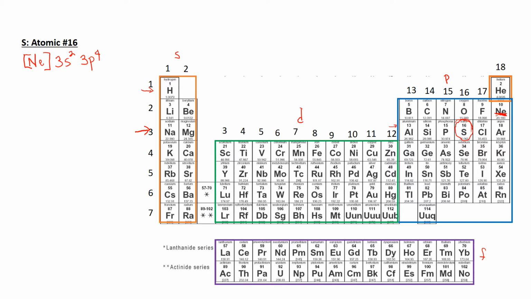All right, so that's a lot simpler, right? We don't have to start all the way at the beginning. We can actually just go to the noble gas in the row above whatever element we're interested in and write the electron configuration from that point forward.